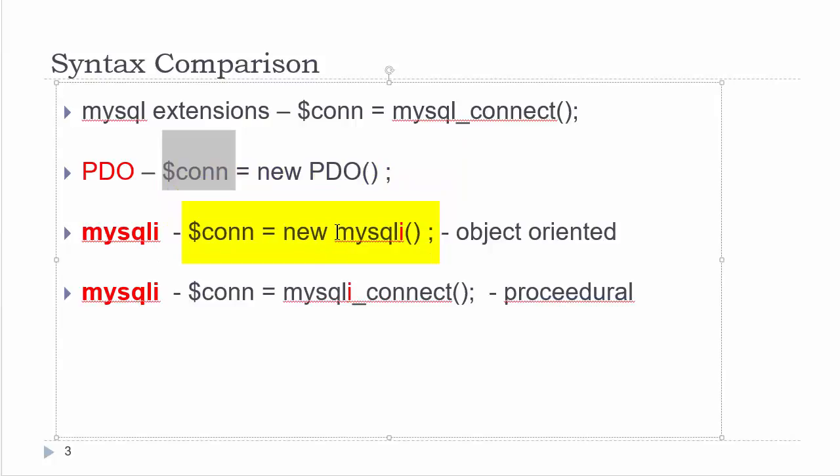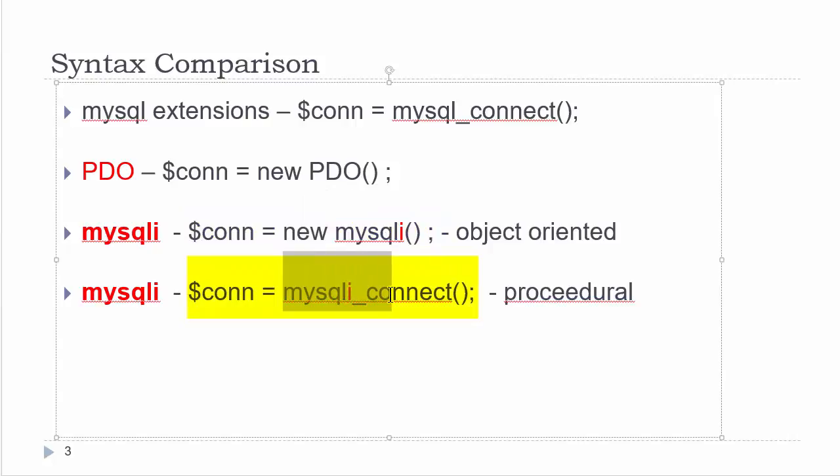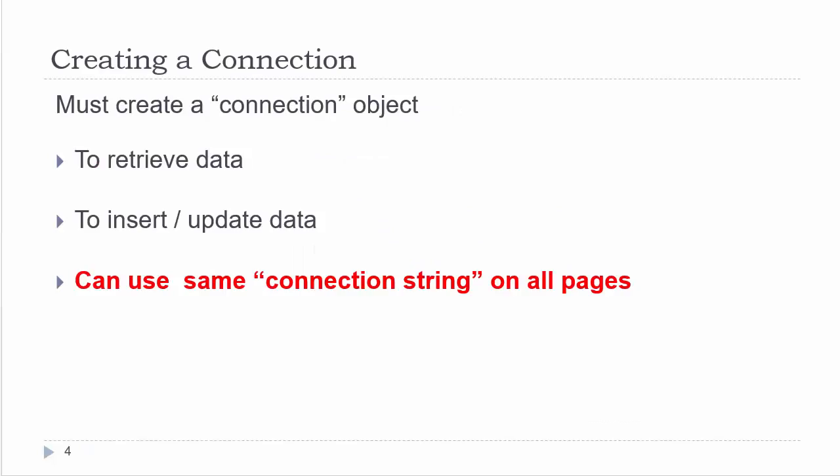With the MySQLi, which is also object-oriented, we also are creating a new instance of that object. With the MySQLi procedural, we are executing this function. So the object-oriented approach uses methods and properties. The procedural uses functions. So the first thing you need to do is create a connection to the database. In order to retrieve the data or to display it on the web page, also if you are going to insert or update the data, you always will need a connection.